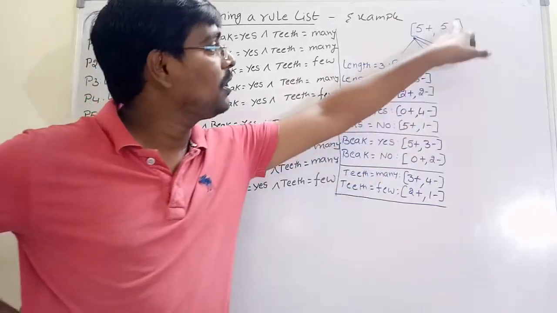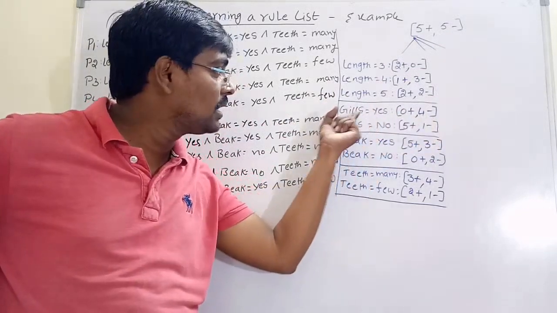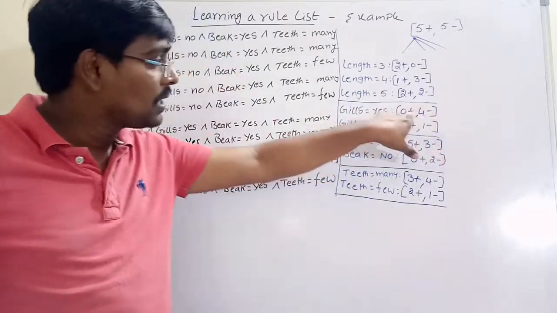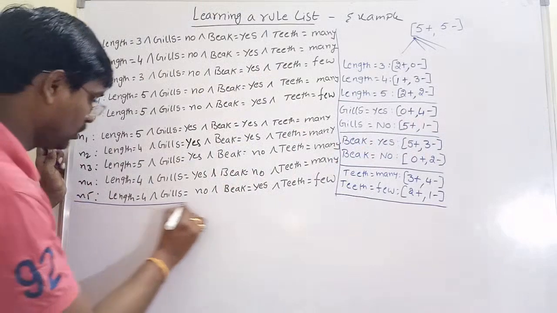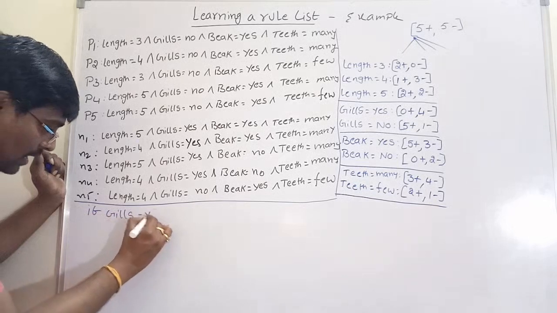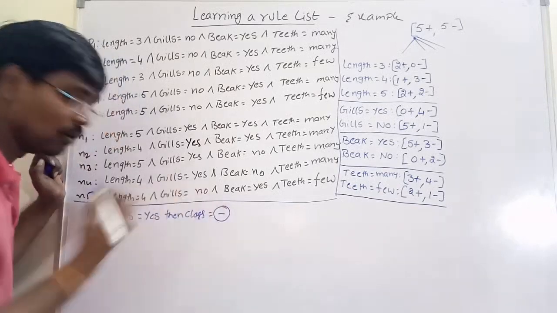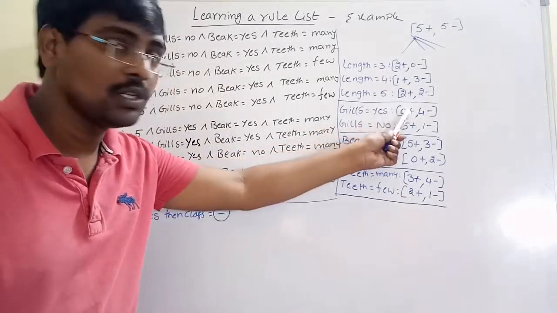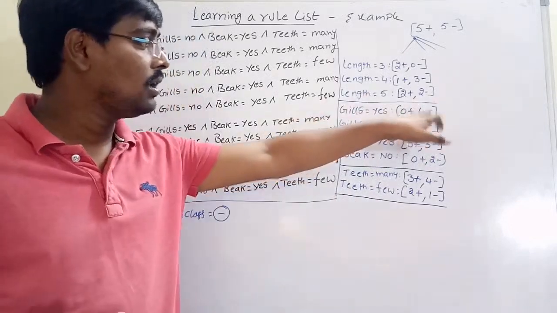It contains 4 negatives and the positives are 0. That means whenever gills is equal to yes, obviously the class is negative, because it does not contain any positive. So my first rule is, if gills is equal to yes, then class is equal to negative. Because based on the purity, we have 0 positives and the majority class is negative. So obviously we consider all as the negative class.